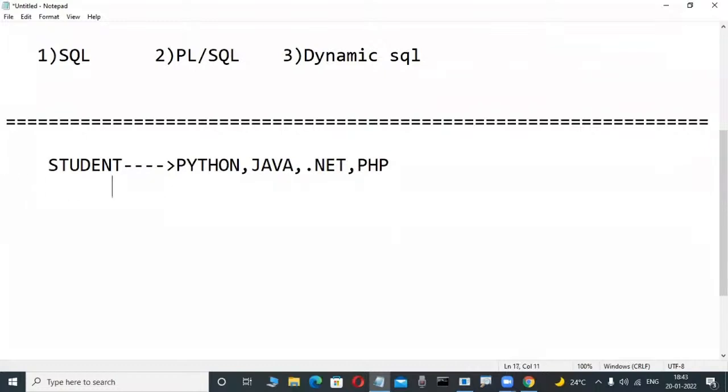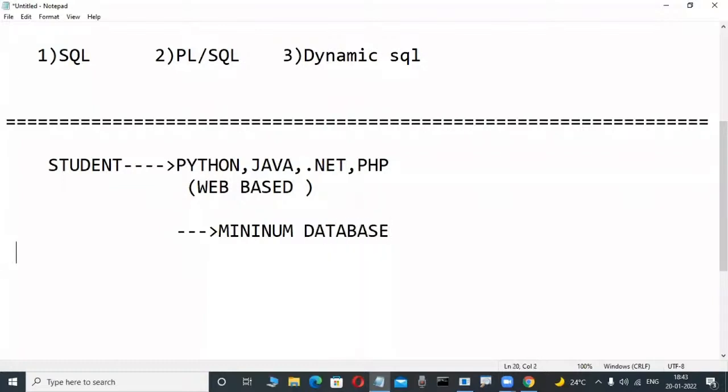For these web-based application programmers, minimum knowledge of a database is compulsory on the project side. Why? Because Java programmers use JDBC, and on projects they compulsorily use relational databases. .NET programmers have ADO.NET, and they also use databases. In databases, stored procedures are a regularly used concept, so minimum knowledge is needed.